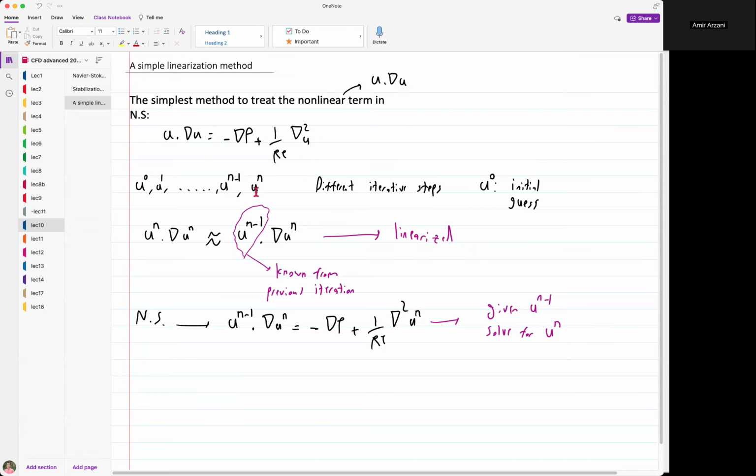So imagine you're iterating. For example, you start with an initial guess U0, and you keep iterating until the solution converges. As you're solving the Navier-Stokes equation using a finite element formulation, for the convection term U dot grad U, this convecting part, this U that's multiplied by grad U, you evaluate at the previous time step, or at the previous iteration if you're doing an iterative method for a steady solution, which you know.